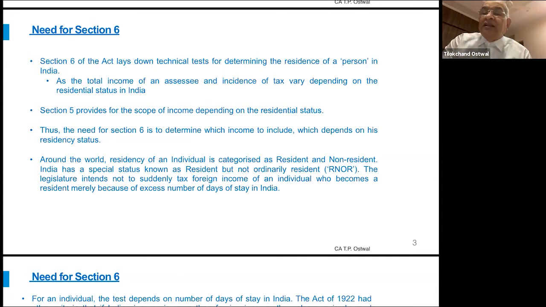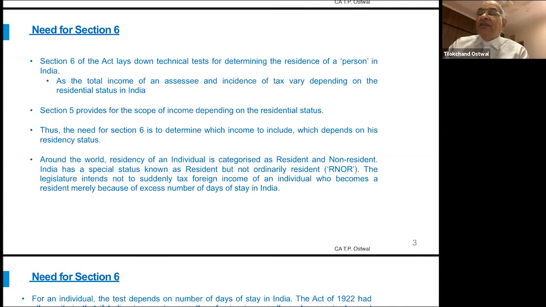Around the world, the residency of an individual is categorized as resident and non-resident. But in India, we have three categories: resident, non-resident, and resident but not ordinary resident. This is the category not found anywhere in the world. Reason being, it is a safe harbor period.